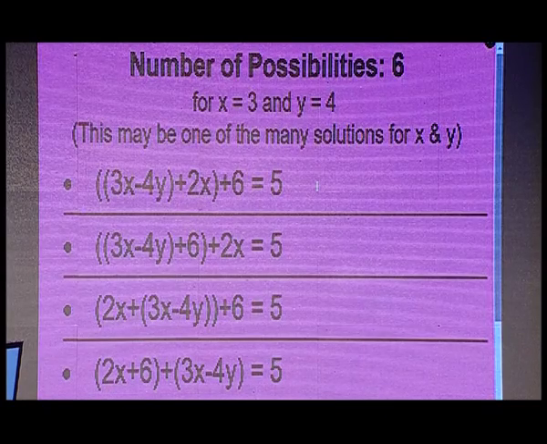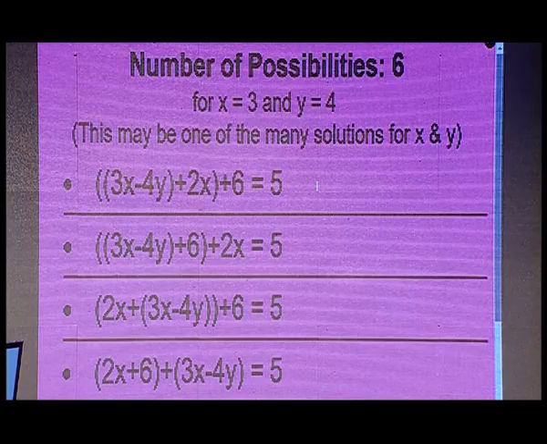Let's take a look at the possibilities that are available. 6 different possibilities. X had to be 3 and Y had to be 4. And you could have arrived at a conclusion. Okay, there are 6 different possibilities which you could have worked with.